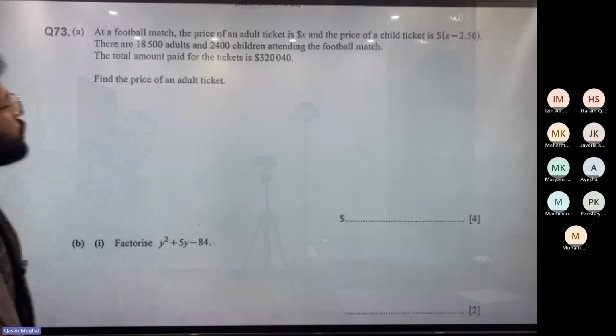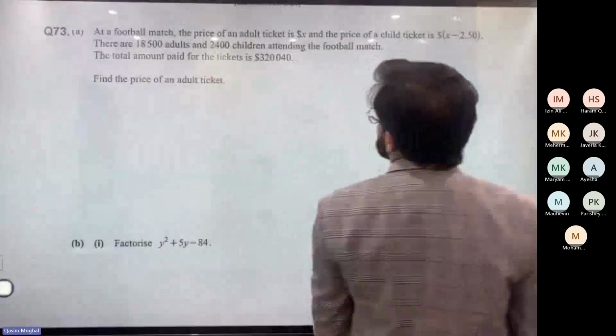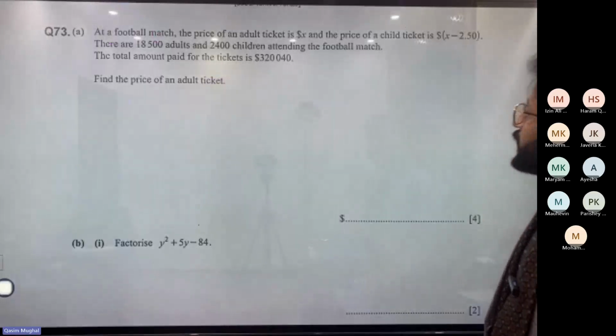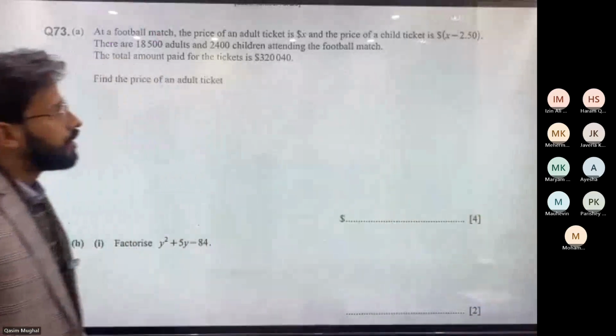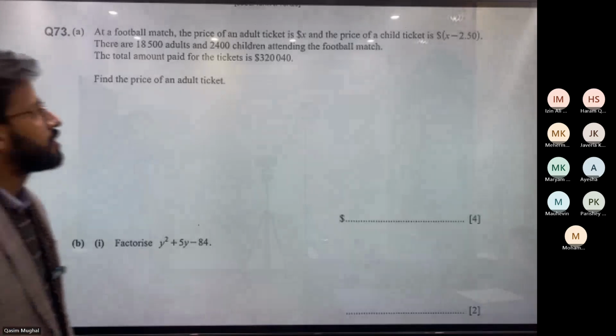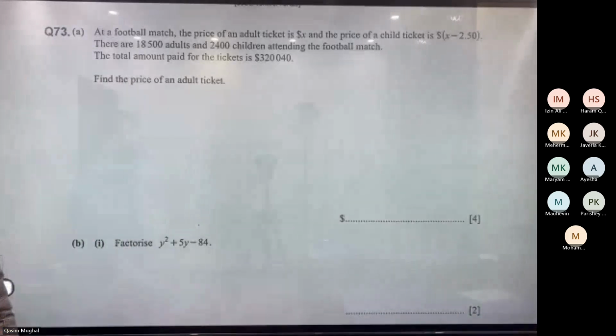Okay. At a football match, the price of an adult ticket is X dollars and the price of a child ticket is $2.50 less than the adult one. There are 18,500 adults and 2,400 children attending the football match. The total amount paid for the tickets is $320,040. Find the price of an adult ticket.